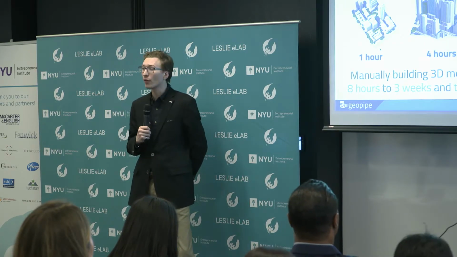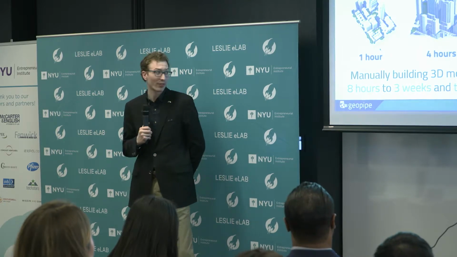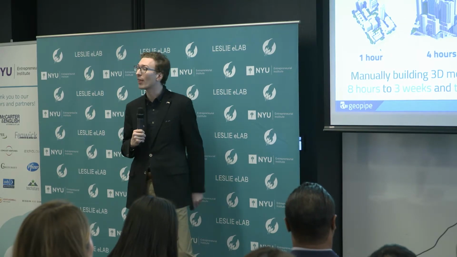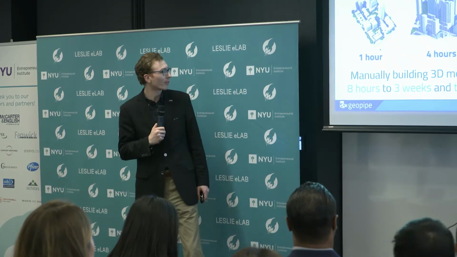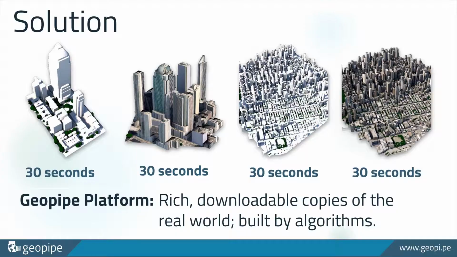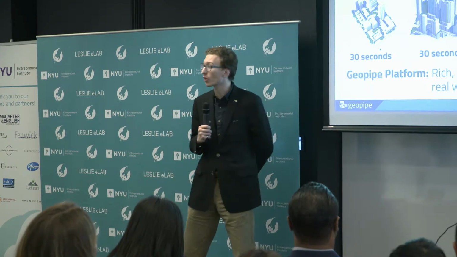It can take 1 hour for a simple model of a square city block in just plain white massings. And then as you need to make that larger and add things like texture detail to it, the time grows exponentially. Geopipe solves this by creating rich, downloadable models of the real world that our customers can access instantly. They can get the models in 30 seconds, whether they're just getting a single block in plain white massings, or an entire 4 square kilometers of New York City with rich textured details.